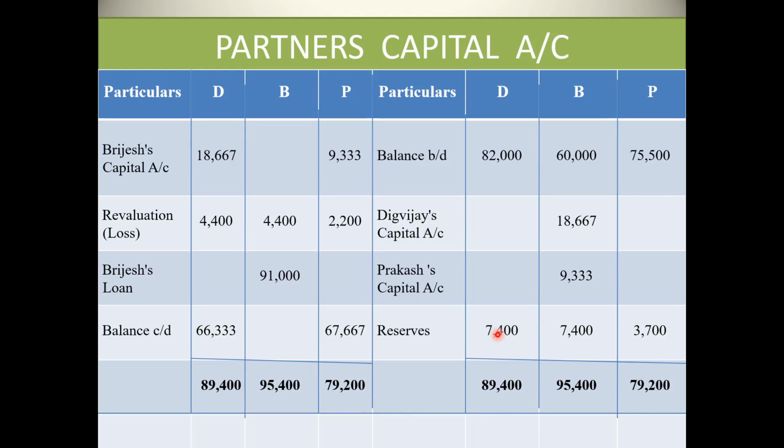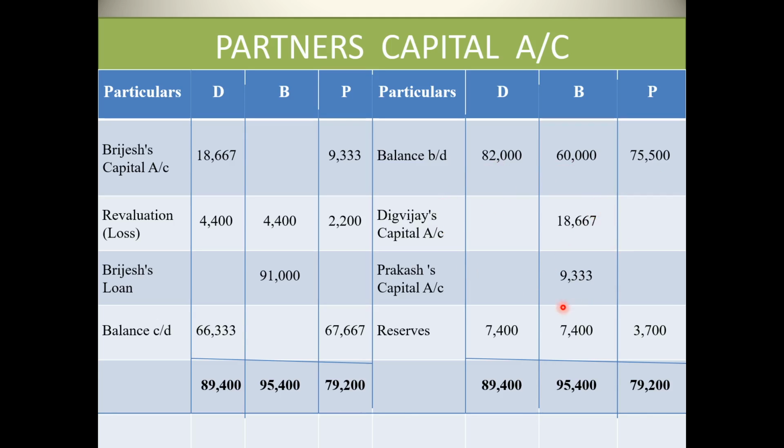Let's come to the partners' capital account. This is the partners' capital account number one. There are three partners. In short, I denoted Digvijay by D, Brajesh by B and Prakash by P, short form terms we are using here. The opening balances are provided in the old balance sheet: the capital balance brought down, Digvijay 82,000, Brajesh 60,000, and Prakash 75,500. This was provided in the question.